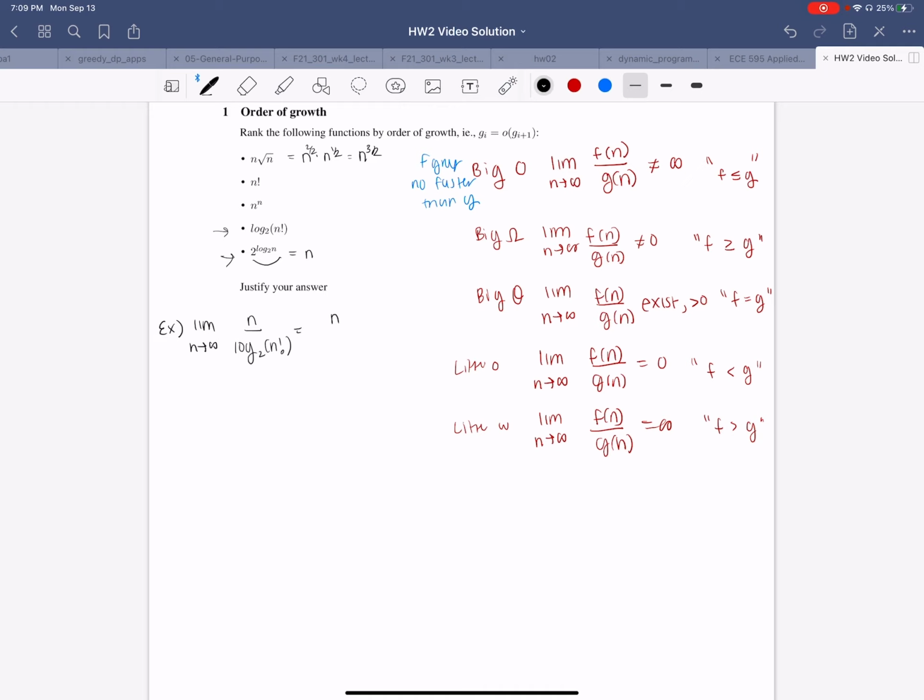So we know what this bottom expansion is. We have log n plus log of n minus 1, and then we just keep on going. And this term, we eventually get to log of 1. And we know that this is going to be 0. So what this is implying is that n is less than log base 2 of n factorial, right? Because this term on the bottom is growing.